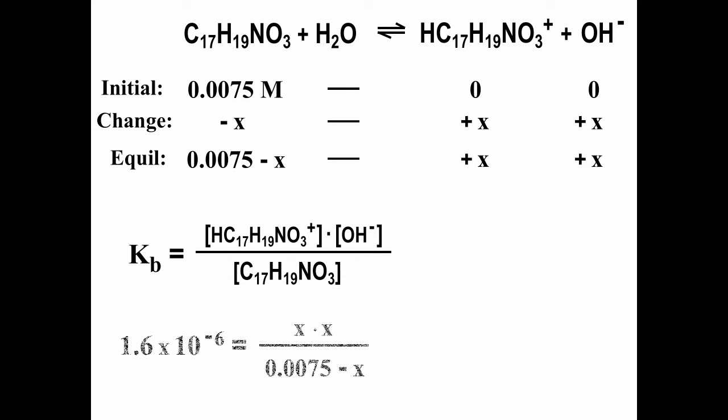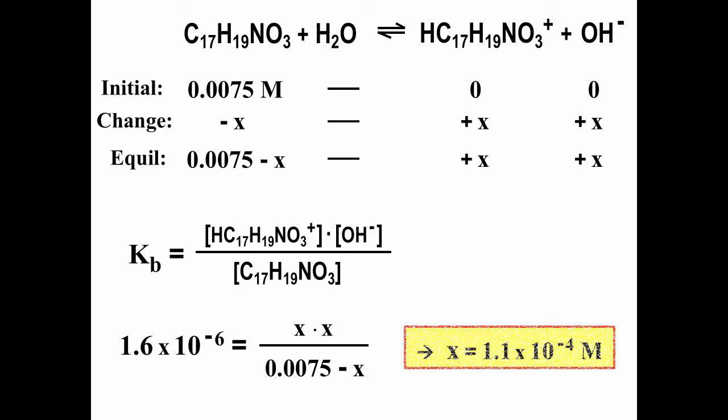And when we do this, since we've found the value of K sub B for morphine, then we can plug that into the equation. We have an equation in terms of X, so we can solve for X, and we get, in this case, 1.1 times 10 to the minus 4th molar.